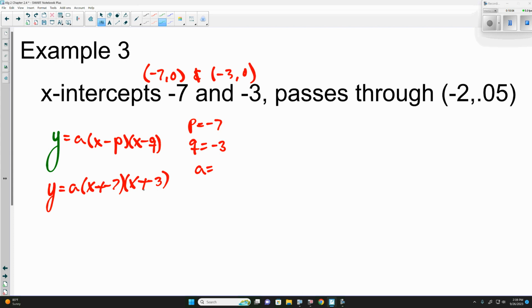Questions on how we found p and q? What do we need to define next? A, yes? Now it seems like because now we're doing a different form, we need to do a different method for finding a, but it's the exact same because we're still going to use the point, negative 2 comma 0.05. I'm going to replace y with its value of 0.05 equals a times, and every x is going to be replaced with negative 2.